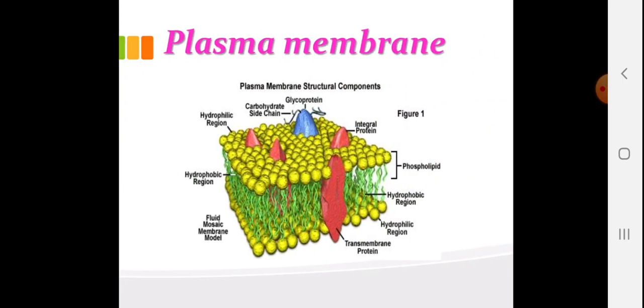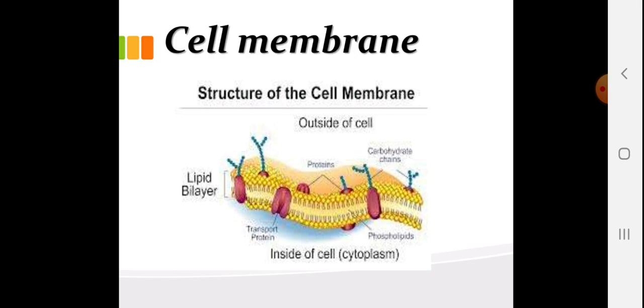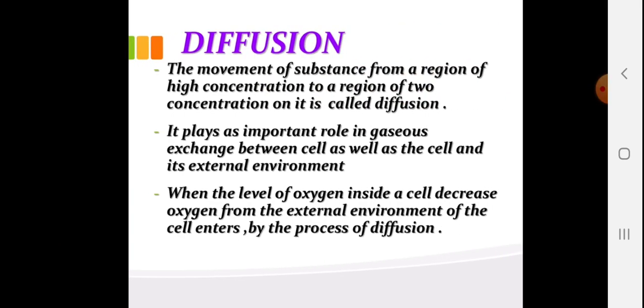This is what the plasma membrane looks like. You can find the structure of the plasma membrane in detail. You can see the structure of the cell membrane, how it forms outside the cell and inside the cell. Mainly, it has lipid bilayers, proteins and carbohydrate chains.